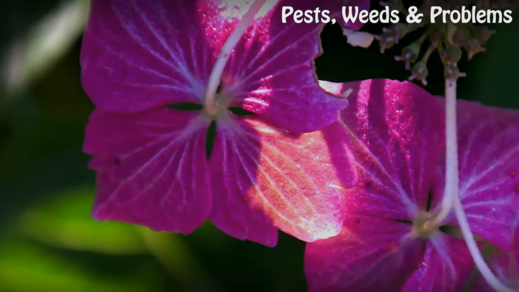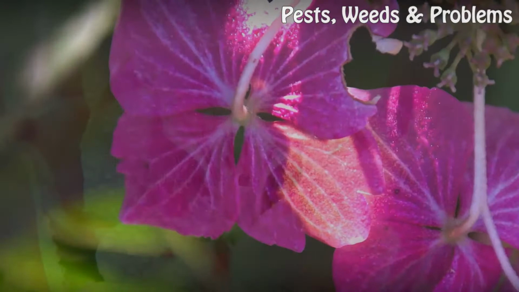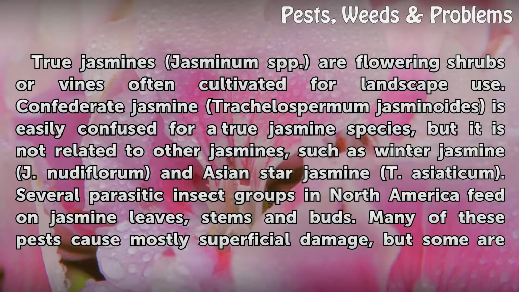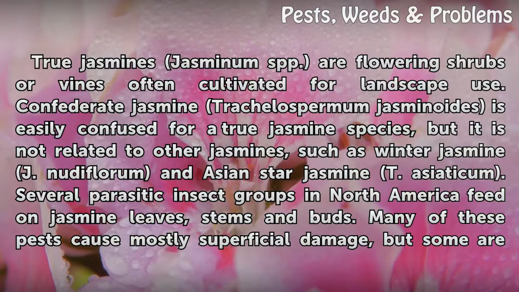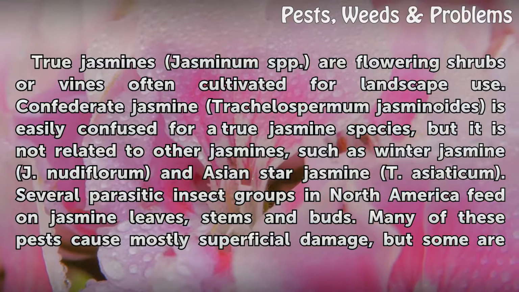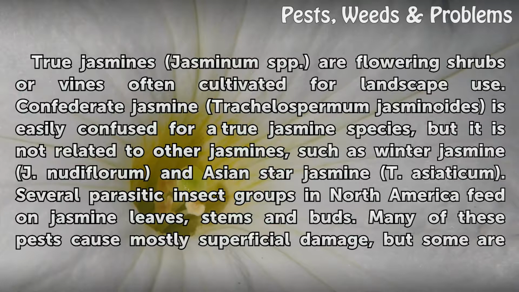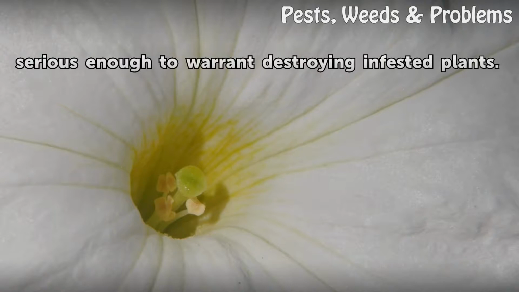What pests eat jasmine leaves? True jasmines, Jasminum spp., are flowering shrubs or vines often cultivated for landscape use. Confederate jasmine, Trachelospermum jasminoides, is easily confused for a true jasmine species, but it is not related to other jasmines, such as winter jasmine, J. nudiflorum, and Asian star jasmine, T. asiaticum. Several parasitic insect groups in North America feed on jasmine leaves, stems and buds. Many of these pests cause mostly superficial damage, but some are serious enough to warrant destroying infested plants.